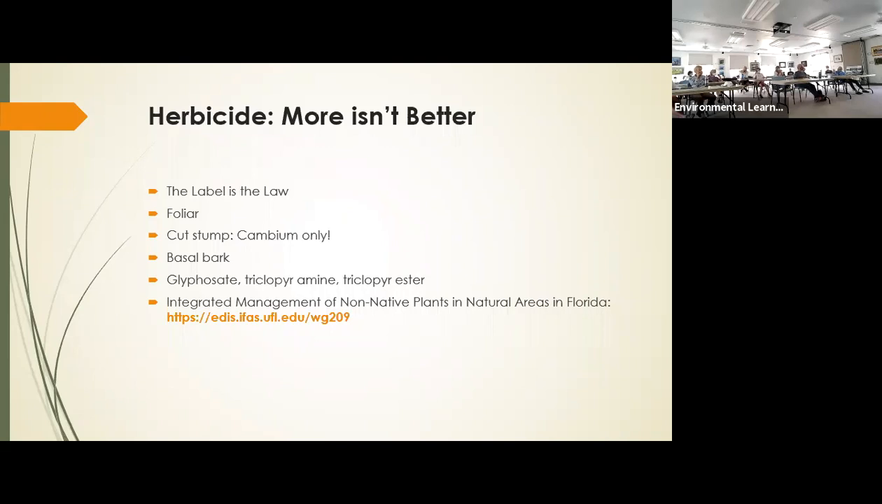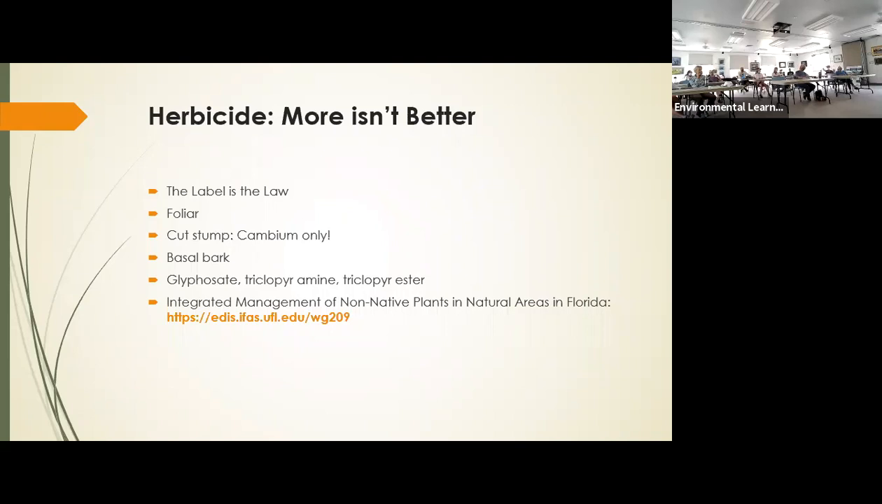Yes, Tara? Are you talking about how big of a spot? Oh, I should have said it, thank you. You have to go all the way around the circumference. So if you've got one of those Brazilian pepper that has multiple trunks, you have to do every single trunk. And if it was 2 feet in diameter, I'd probably treat a 2-foot circumference on the tree as low to the ground as possible.